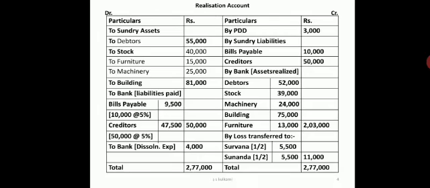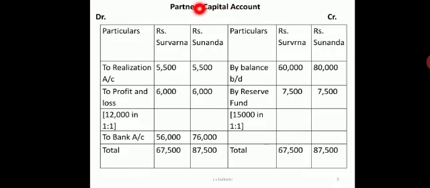After preparation of the realization account, we are going for the next account, that is the partners capital account. So I will draw the partners capital account with debit and credit. Next, I will show what the balance of partners capital is. The partners capital accounts are 60,000 and 80,000. In the balance sheet, they have given a reserve fund of 15,000. So the reserve fund also has to be distributed equally. So both are getting 7,500 each.